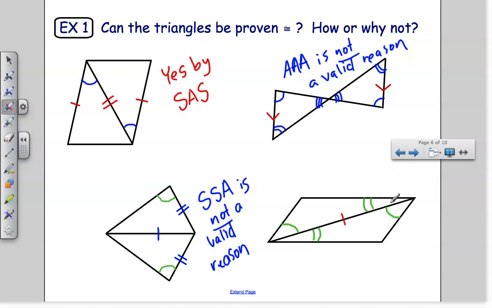And now I have two angles and the side between them, which would be angle, side, angle. Two angles, side between. And yes, it is a valid shortcut. So these triangles are congruent by angle, side, angle. So be able to use all of our good shortcuts today and identify when a non-valid shortcut is being used.